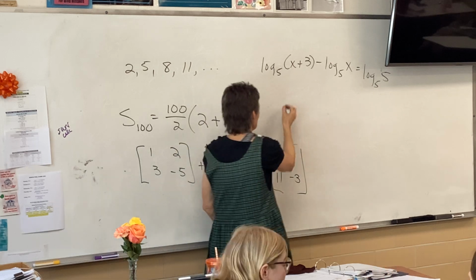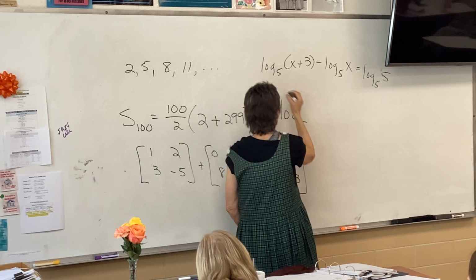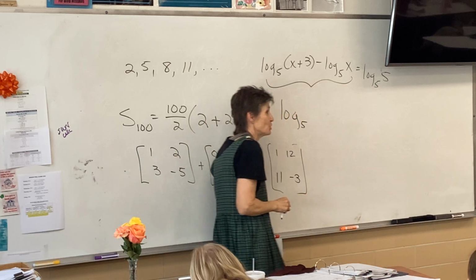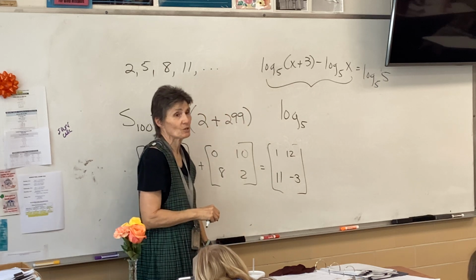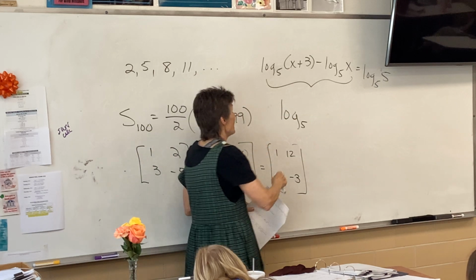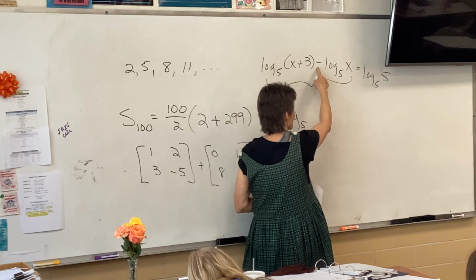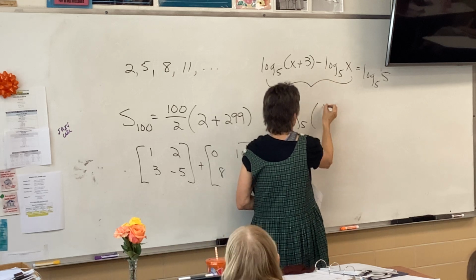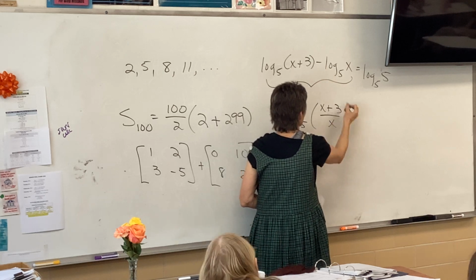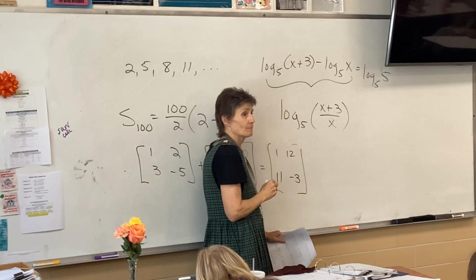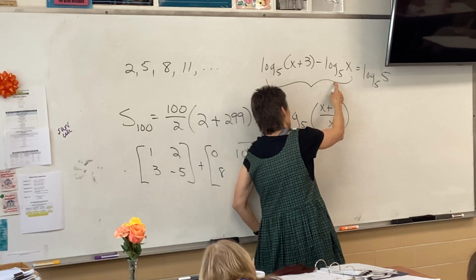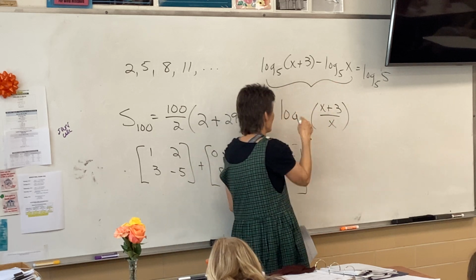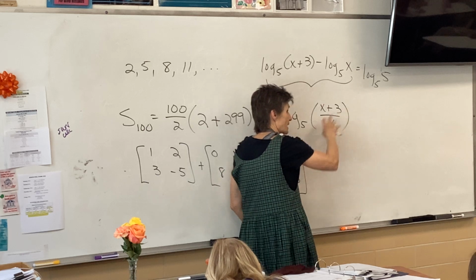We need to combine this into one logarithm. You cannot have two logarithms on one side of the equation. So we're gonna put them together. And when we put them together, since that's a minus, they're gonna go together as a division. So instead of having two logarithms minus each other, we have one logarithm of a division.